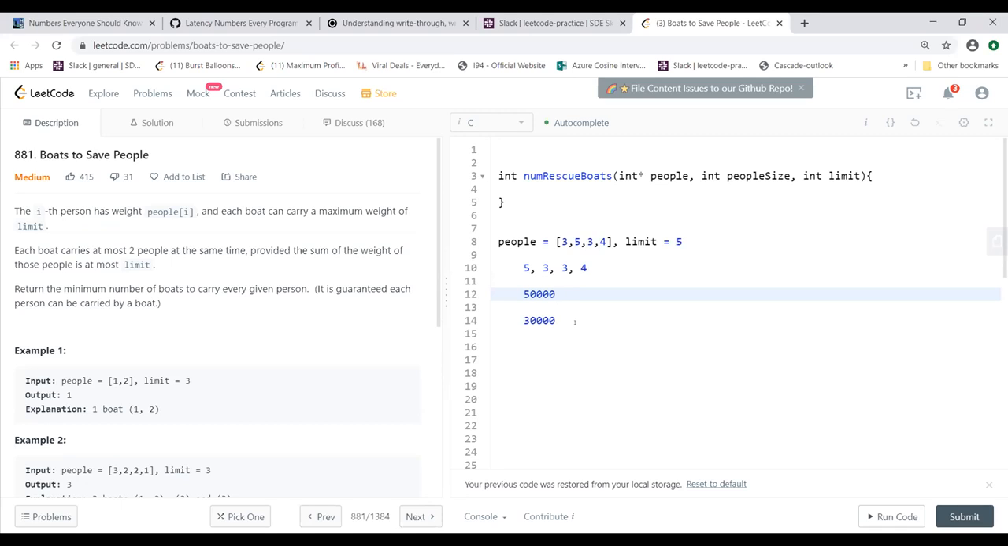Okay. Yeah, so the way I think is, the first solution would be to do a simple sort first. If I have an array like the second example, 3, 2, 2, 1, and the limit here is 3, I would just sort the array first, like 1, 2, 2, and then 3. And then start 2 pointers, one starting at the left and one starting at the right.